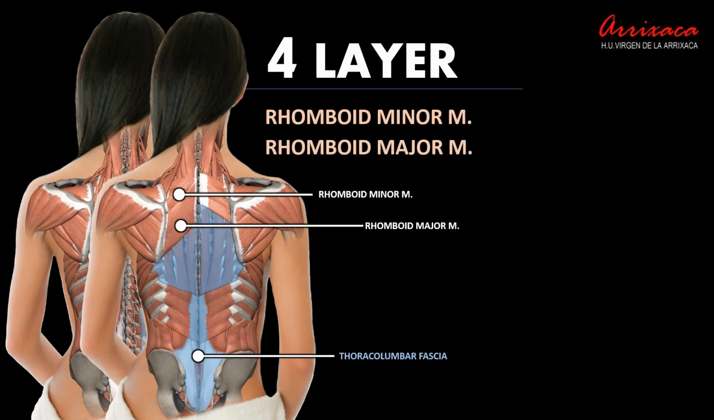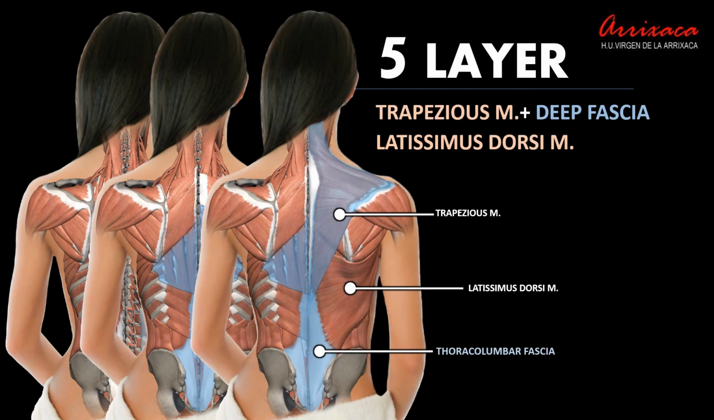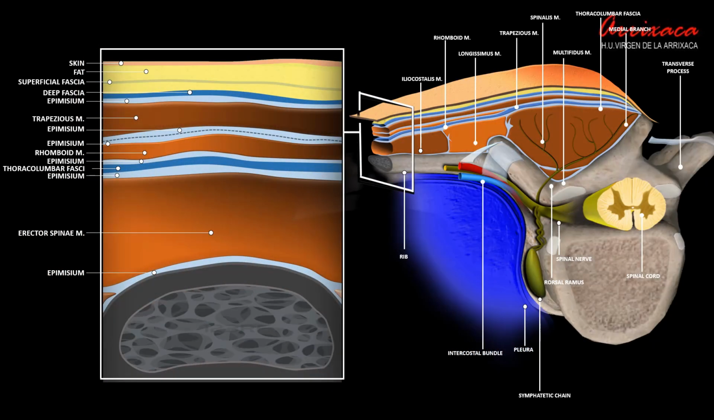The fourth layer, superficially, would be formed by the rhomboid minor and major muscles, which extend to the posterior border of the scapula. The most superficial muscular plane would be formed by the trapezius muscle and the second aponeurotic fascia that we will find in the posterior thoracic wall, the deep fascia. Thus, in the posterior thoracic wall, we will only find two aponeurotic fascia, the thoracolumbar fascia and the deep fascia. The rest are epimysial fascia that surround each muscle independently.